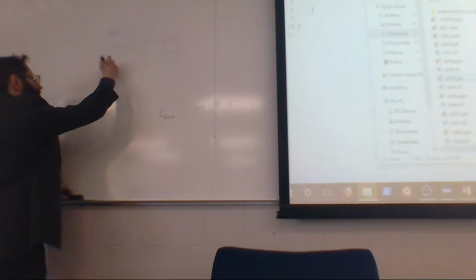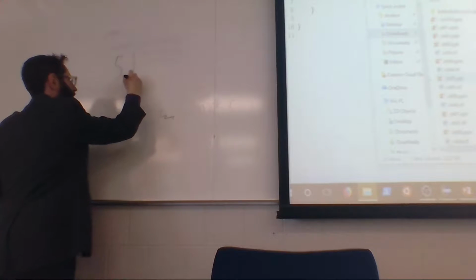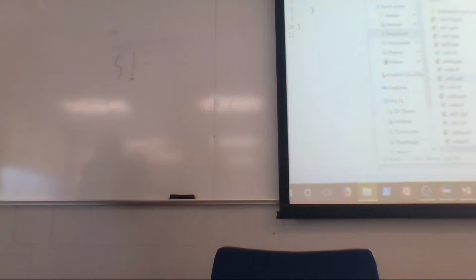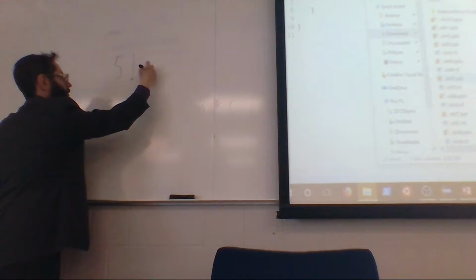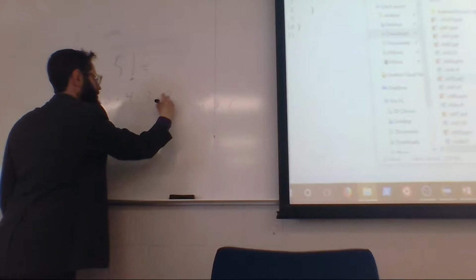So this is the most basic recursive problem I can come up with, which is 5 factorial. Okay, 5 factorial. So for a refresher, 5 factorial means we're going to be multiplying 5 times 4 times 3 times 2 times 1.